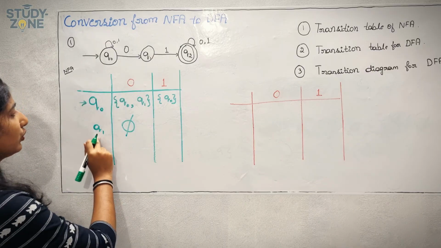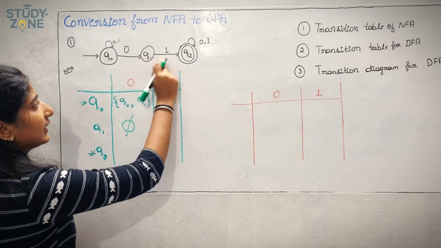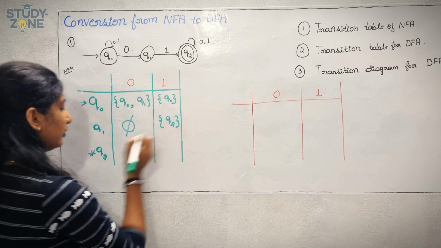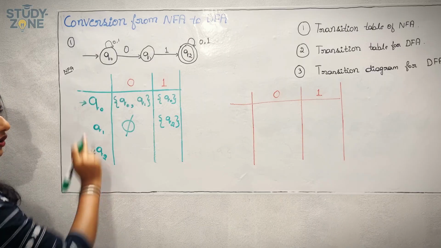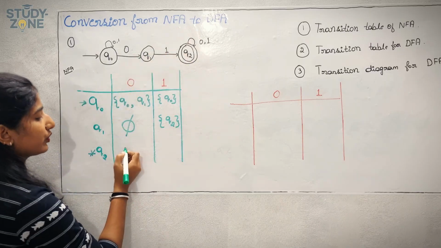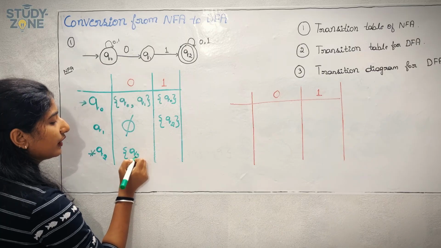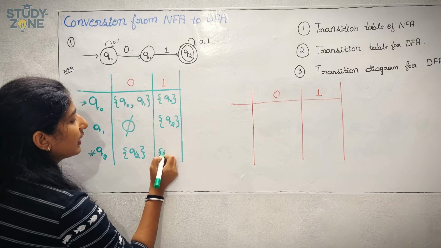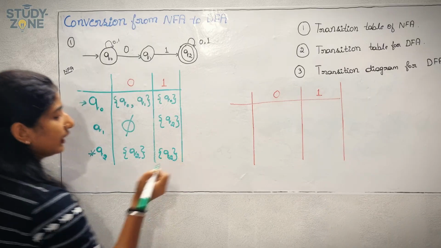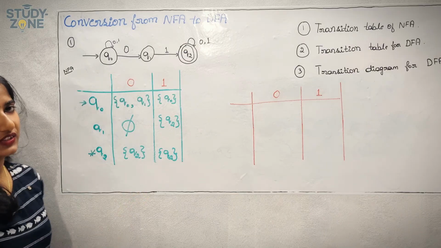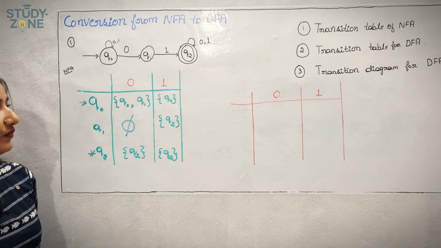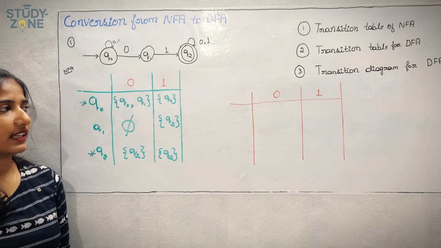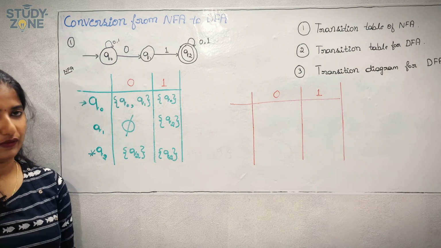And then we have Q1 on 1. It is moving to Q2, only one transition. And Q2, which is a final state, on 0, it will be there in Q2 only. And Q2 on 1, only one transition, that is also Q2. So this is the simple transition table for NFA. Now I have to write the transition table for DFA, right? So let's see how to write it.